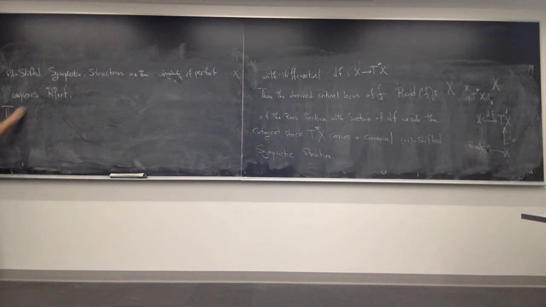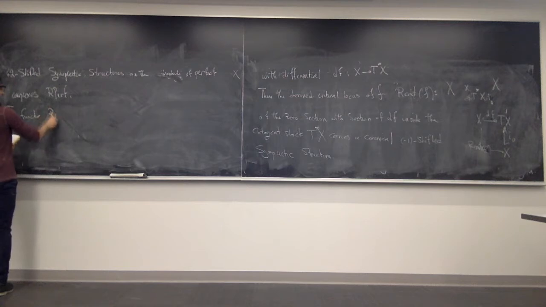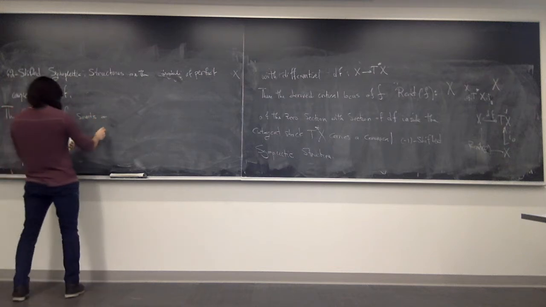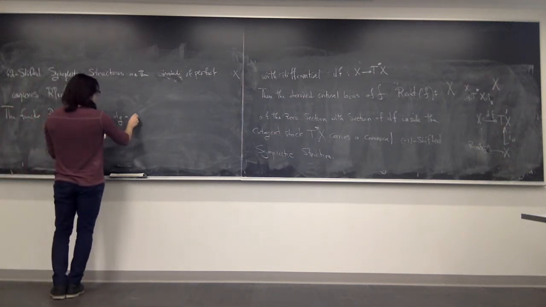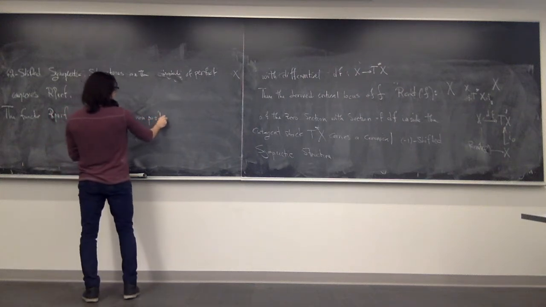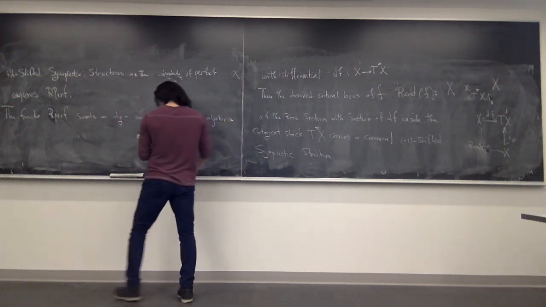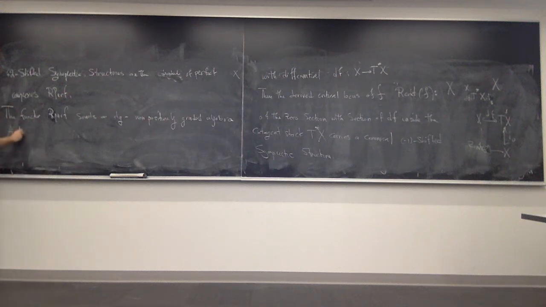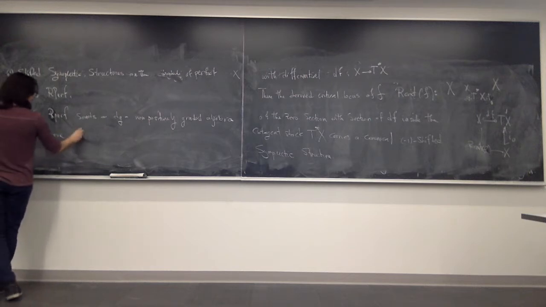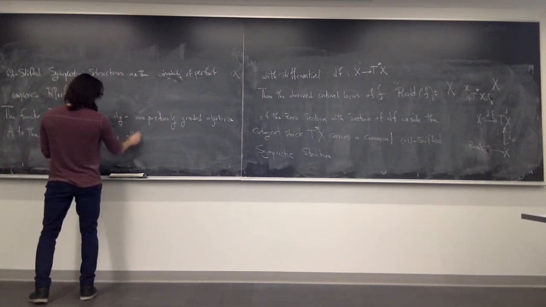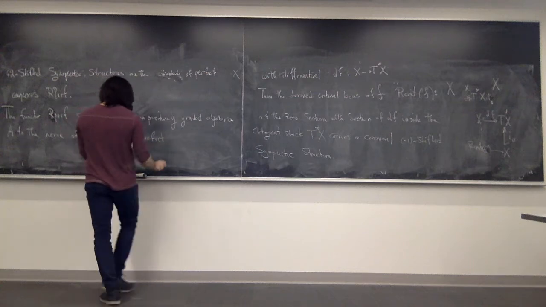Okay, so the functor R Perf sends a non-positively graded DG algebra A to the nerve of the category of perfect A DG modules.